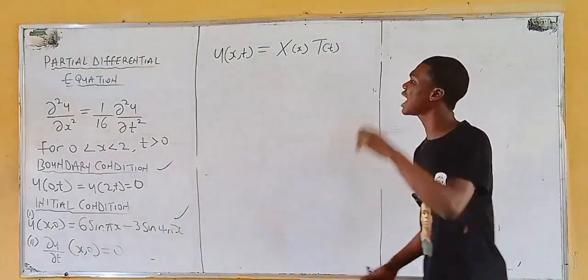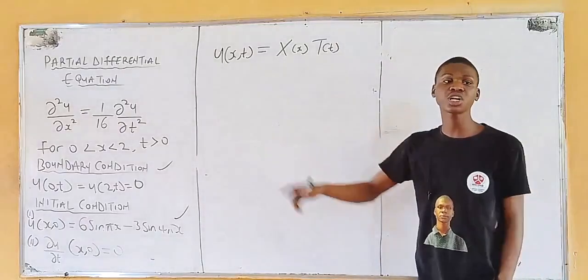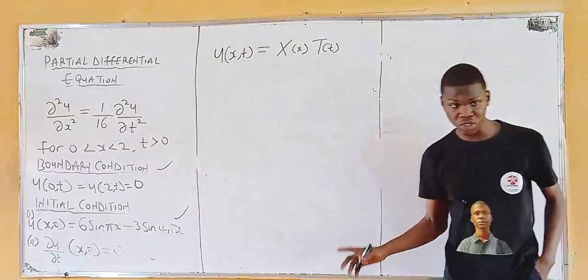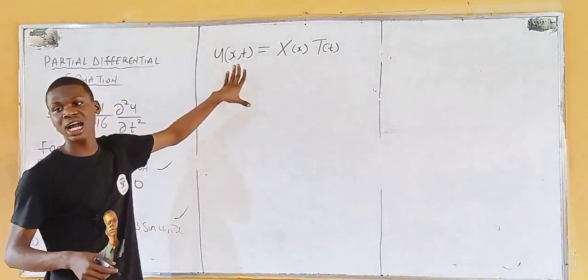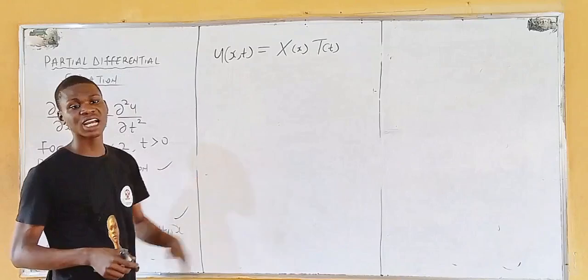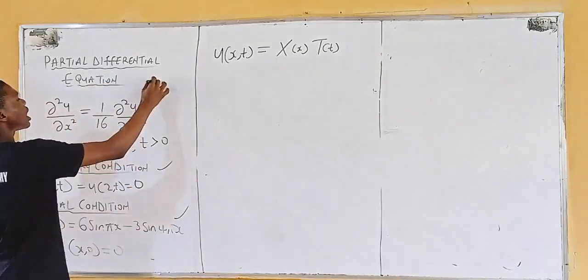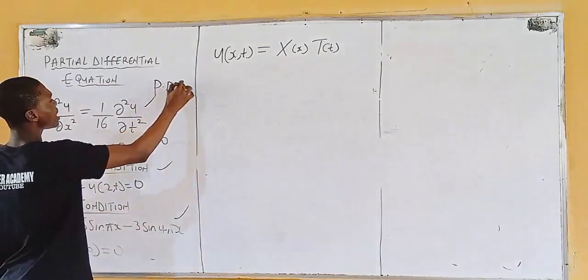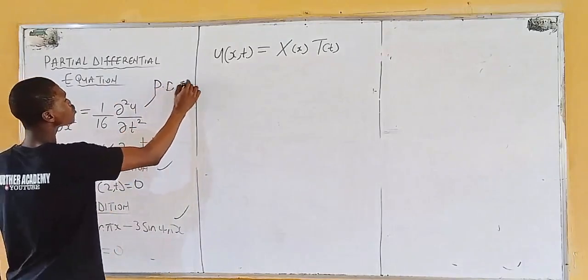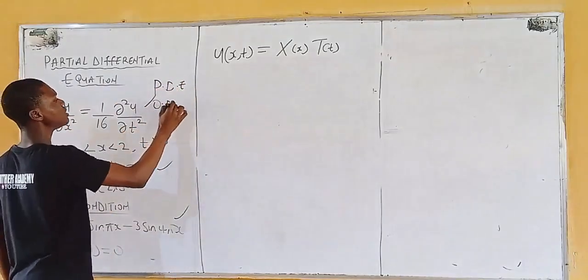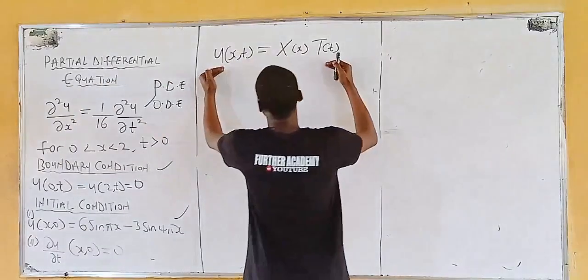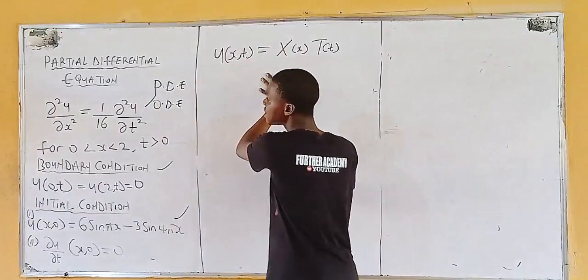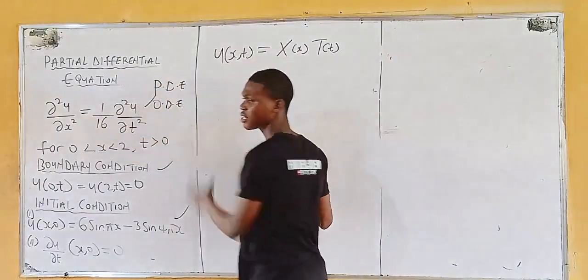We've been able to identify that this question is under the wave equation, right? Because U is a function of X and T. This is your partial differential equation, and you want to turn it into an ordinary differential equation. How do you go about it? From what you have here, find the partial derivatives, then substitute back into this partial differential equation.